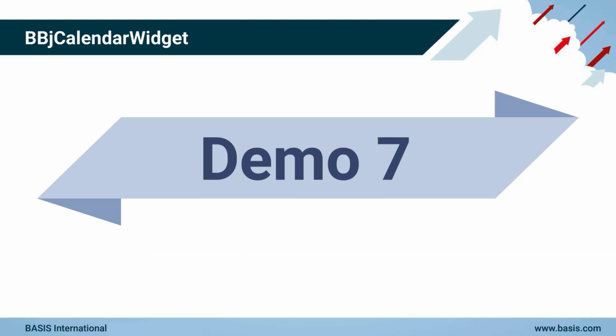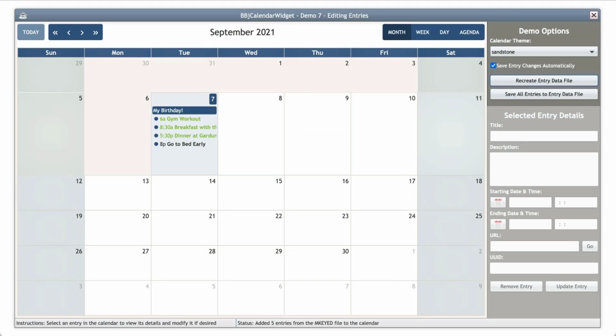Demo 7. The last demo reads and writes calendar entries to and from an empty data file. This program has a BBJ child window on the right that contains a few demo options and a bottom section that details the selected entry's attributes.